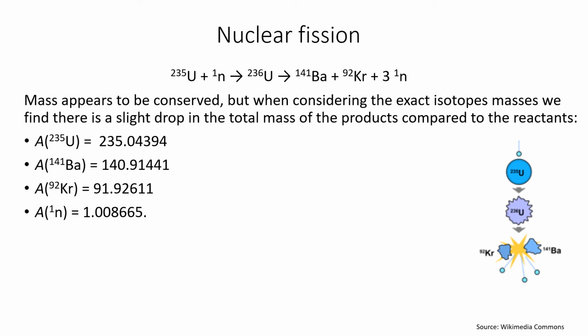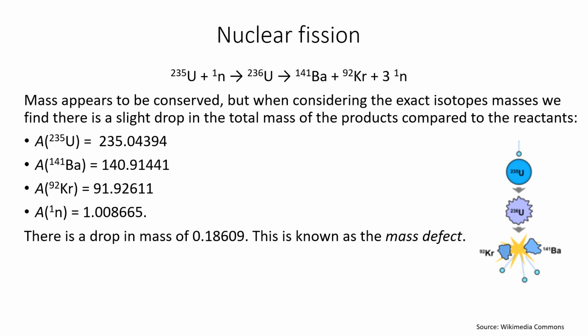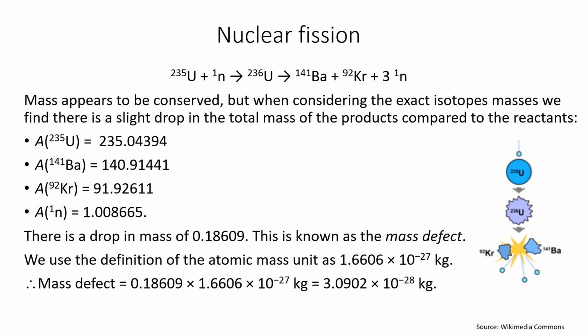Taking these masses into account and going back to the equation, we can see what the total mass is on each side. Going from left to right, there is a very small drop in mass, just 0.18609 of a mass unit. This is what might be called a mass defect, where a little bit of mass has gone missing. And that mass has to be converted into energy.